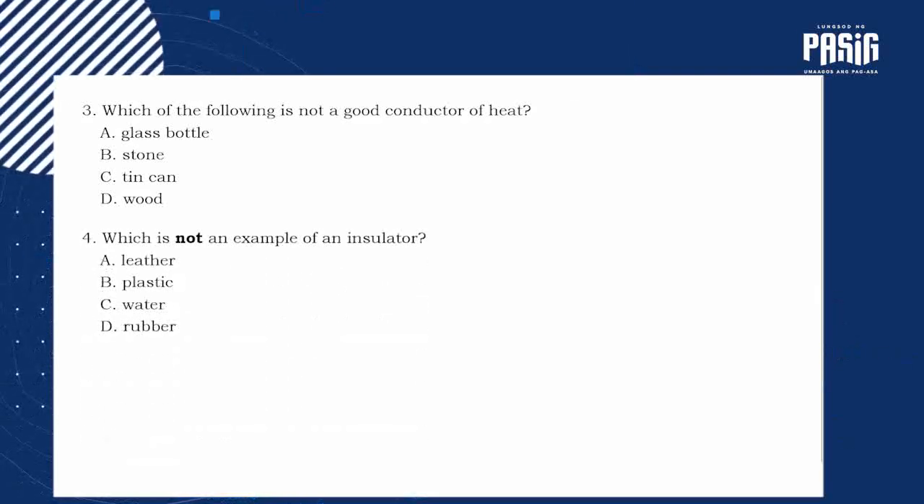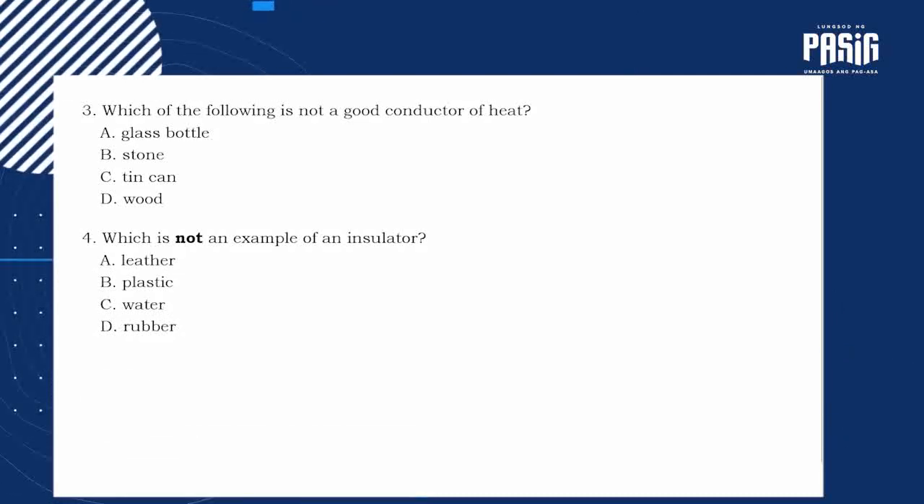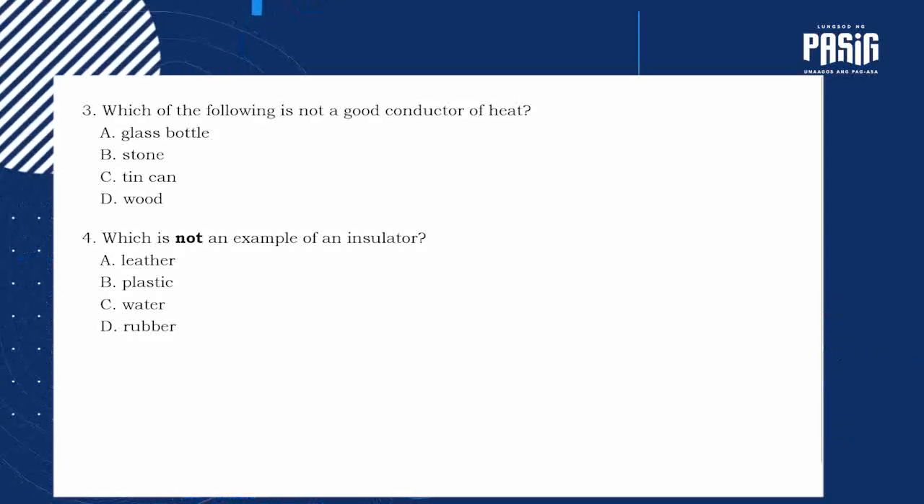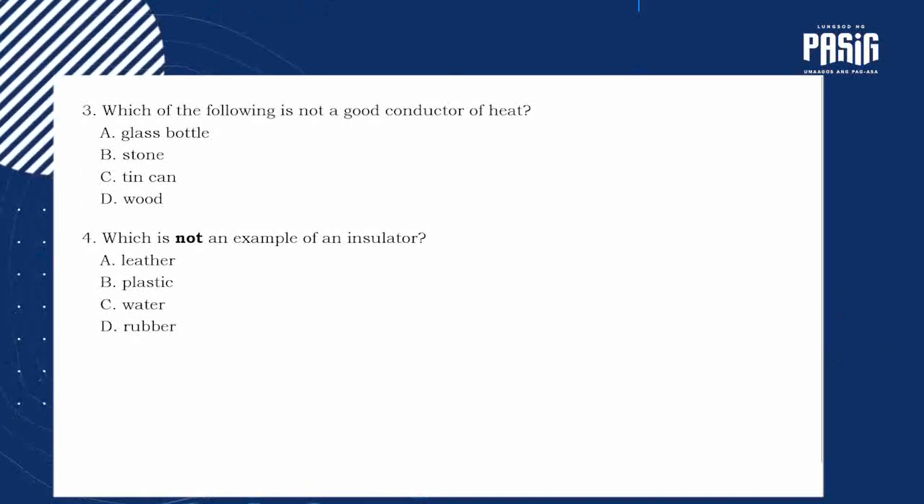Number 4. Which is not an example of an insulator? A. Leather. B. Plastic. C. Water. D. Rubber. Your answer? Very good. Letter C. Water, of course.